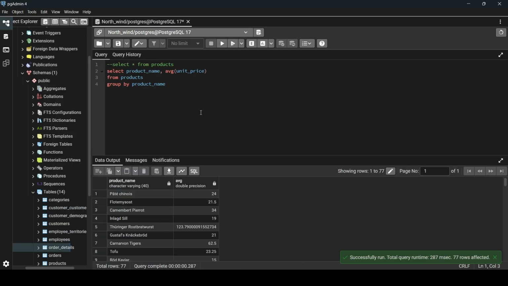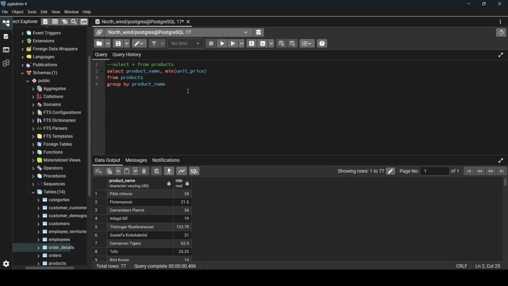If we run this query, now we have got the average unit price of each product, and we can also find out the minimum value of each product. So that's how the GROUP BY clause helps us to group the values based on some other variables, and it is always used with the aggregation function.